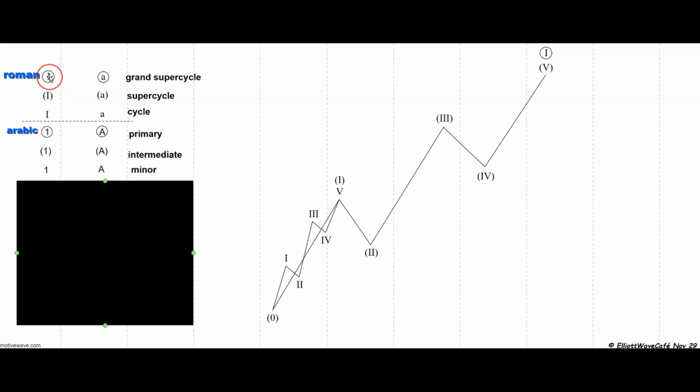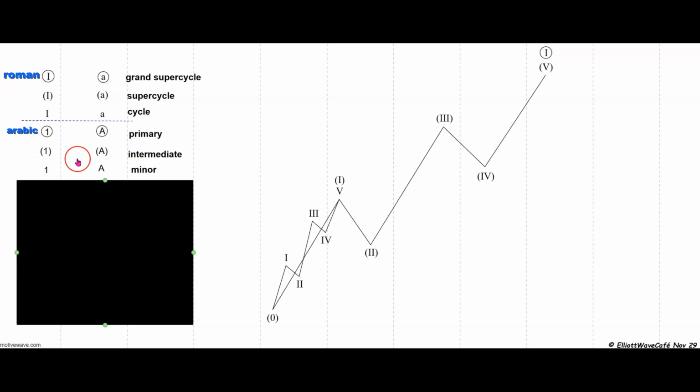So instead of being a 1 in a Roman, you get a 1 numeral, and then you have this with the uppercase letter. Same thing: circle, parentheses, and single. Circle, parentheses, and single. 1, 1, 1. Then you have A primary, A intermediate, and A minor. So this is kind of how you're supposed to do this.